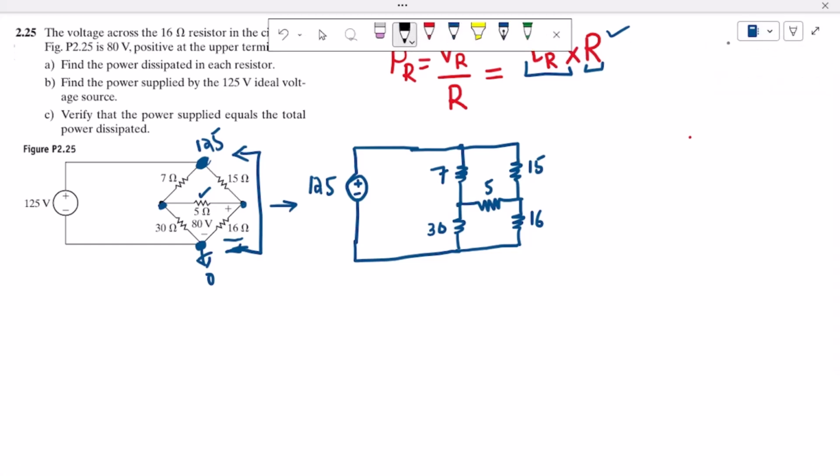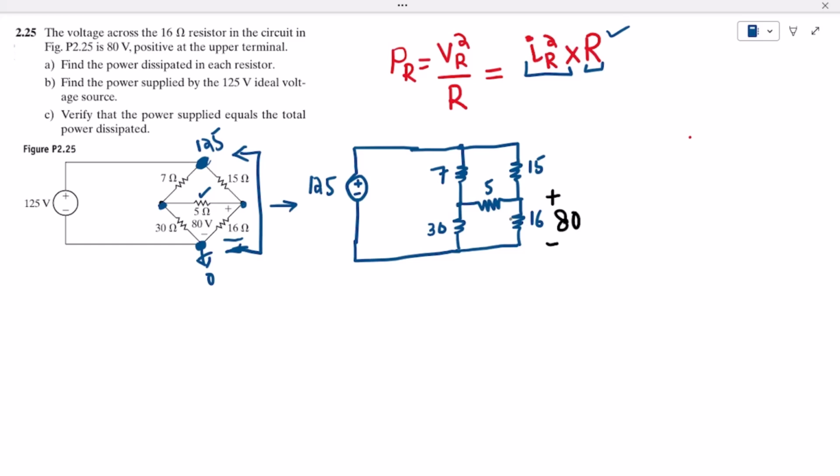So let me choose this black color for it, and here the voltage given is this plus minus 80 volts. Okay, and the current which is flowing through this 16 ohm resistor, let me call it I subscript 16. Similarly the current which is flowing towards this node is I_G, which is the source current. Okay, this splits into two currents. The first one is I15, which is flowing through this 15 ohm resistor, and the second one is I7, which is flowing through this 7 ohm resistor.